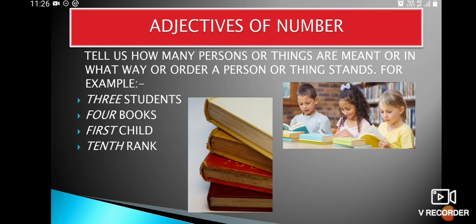Now is adjectives of number. Adjectives of number tell us how many persons or things are meant, or in what way or order a person or a thing stands. Three students. See the picture of three beautiful students studying hard.